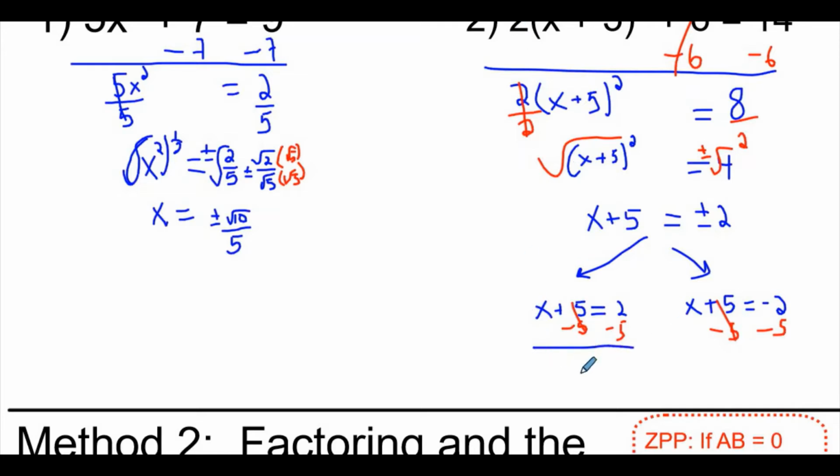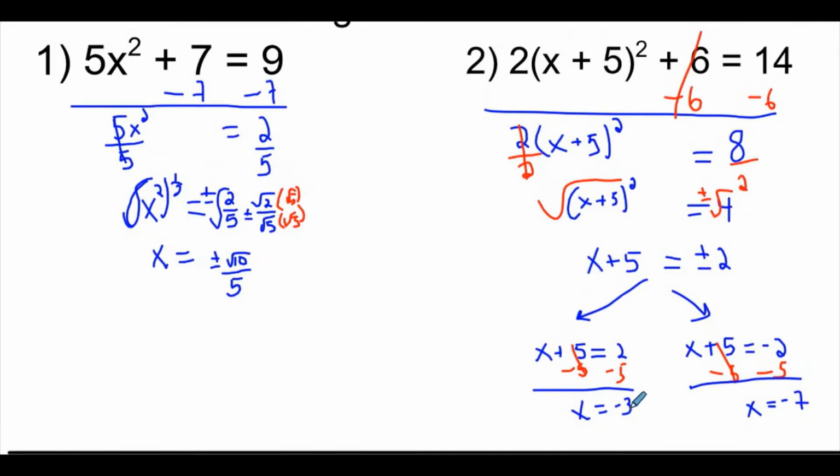of the year. So here we get x is equal to negative 3. And here we get x is equal to negative 7. And so this will be a much easier way to show you how to check, just like before. You're going to take the negative 3 and plug it into here. So if this were negative 3, this expression would be 2. 2 squared would be 4. 4 times 2 is 8. 8 plus 6 is 14.